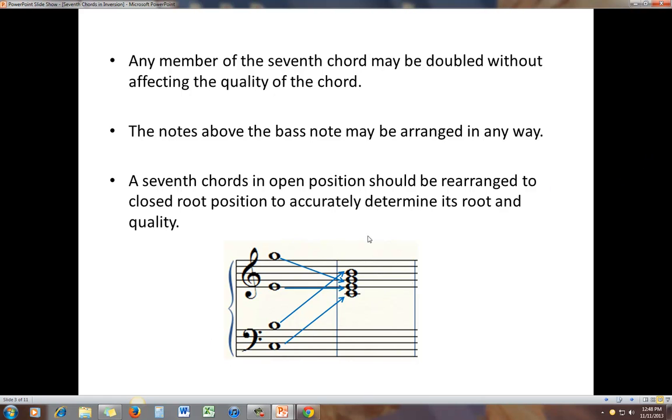So if you are trying to determine the quality of a seventh chord, you want to rearrange the notes until you have a root position, closed position seventh chord, and then you can tell, here's the root, and look at the quality of the rest of it. This is also going to be an important thing to think about when you have mixed chords and you don't know whether you have a triad or a seventh chord, which will be coming up. If you make sure every note that you're looking at is accounted for, and rearrange it in root position, stacked thirds, you can clearly see what kind of chord you have.